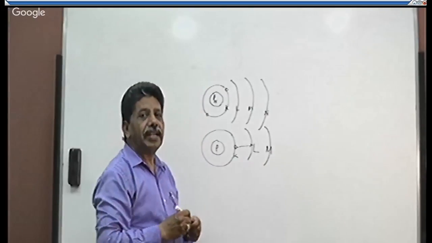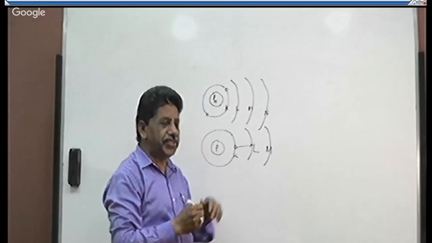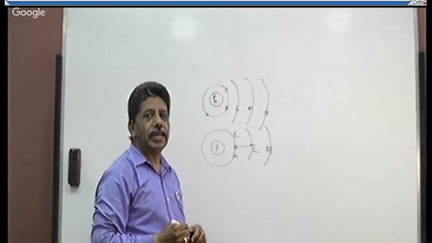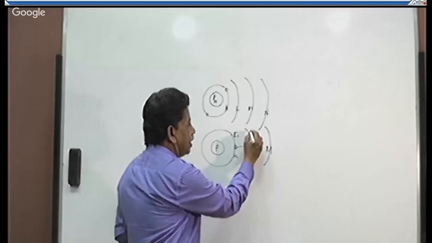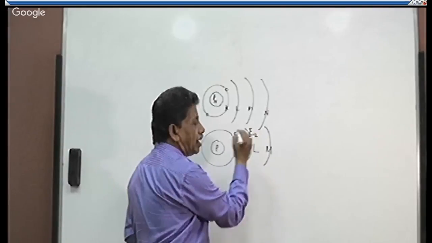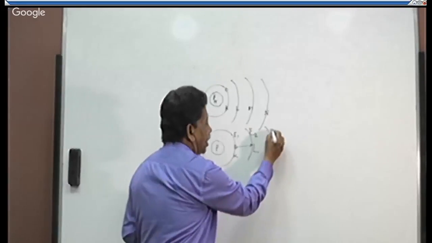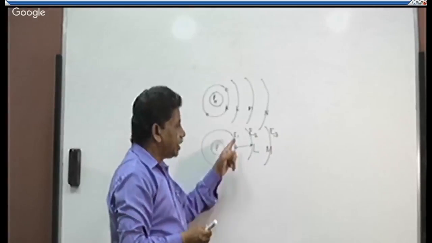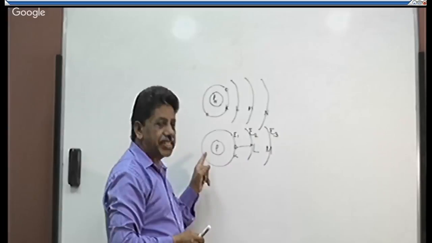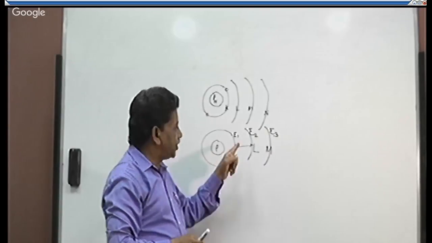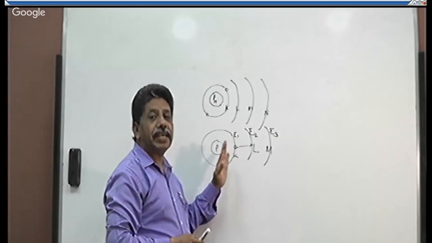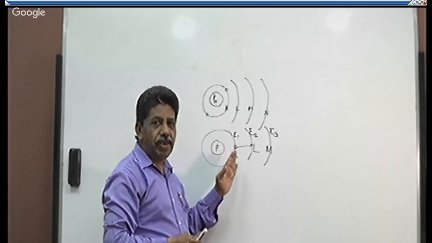K shell corresponds to certain energy, which we call E1. Energy corresponding to that is E1, whereas energy corresponding to the second orbit is E2, E3, and so on and so forth. When you say that the electron is in the K shell, it will have only one energy, namely E1. It cannot have any other energy apart from E1.